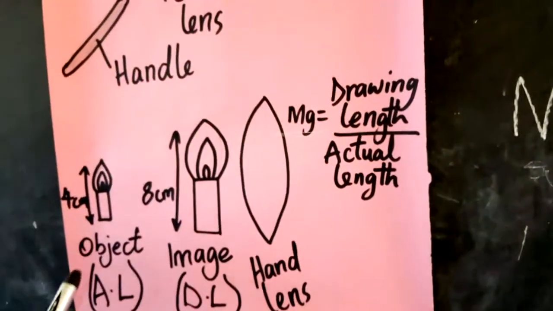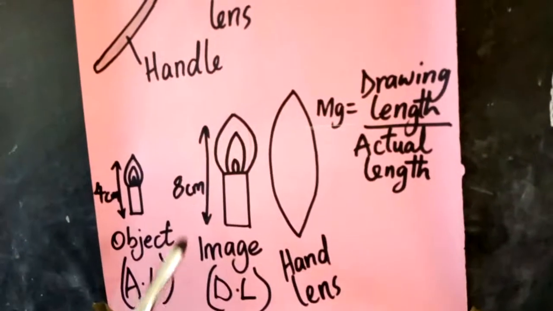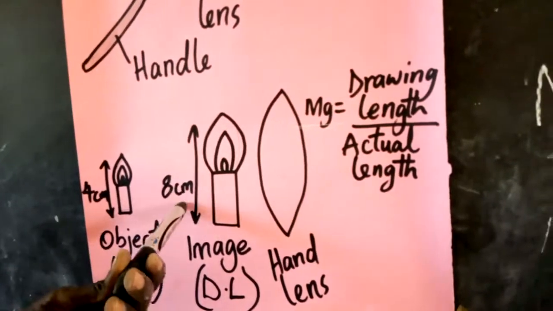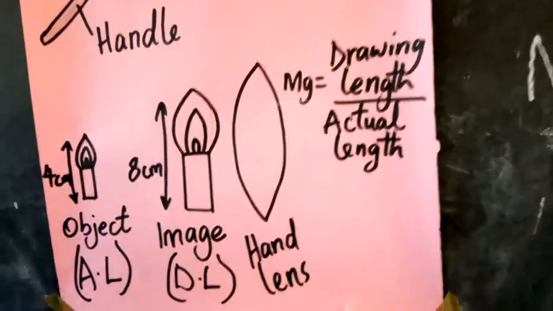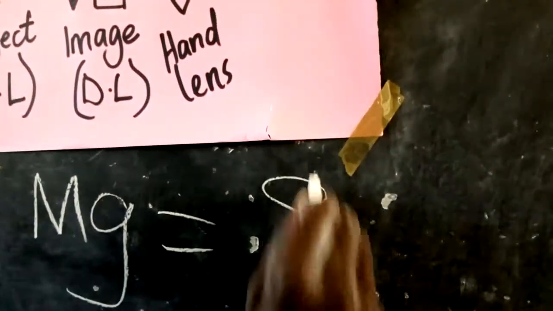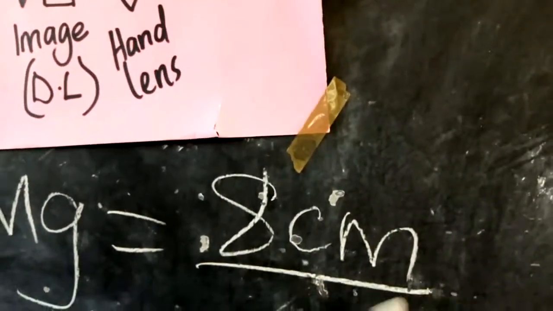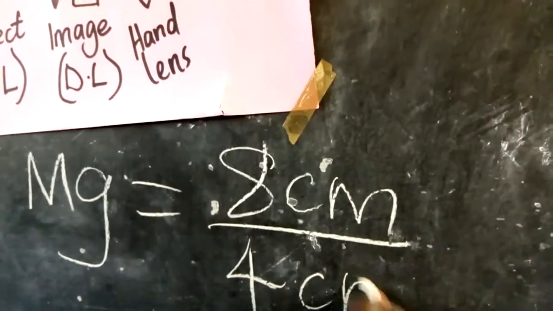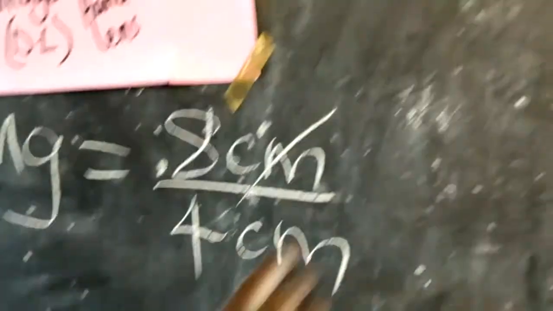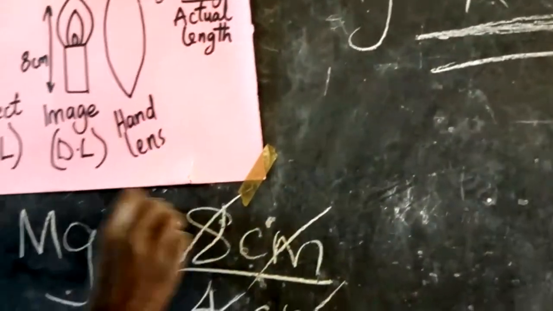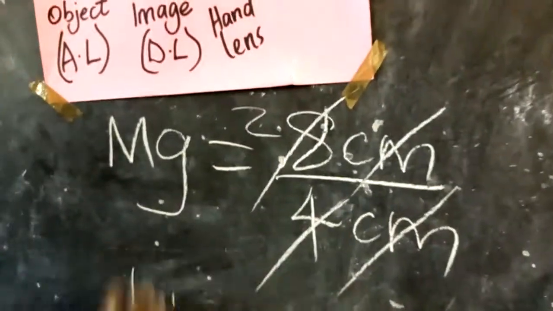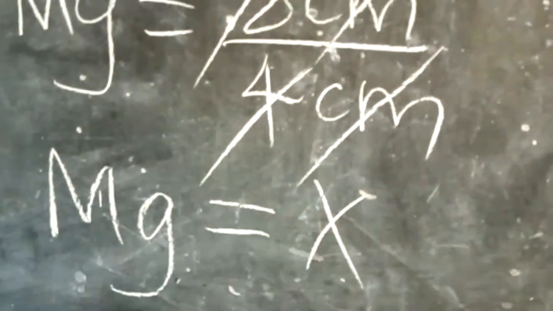For this case, our drawing length was 8 centimeters and the actual length was 4 centimeters. And therefore, we can go ahead and say that magnification equals 8 centimeters divided by 4 centimeters. If we cancel this out, then we end up with 2. Therefore, we can say that magnification equals times 2.